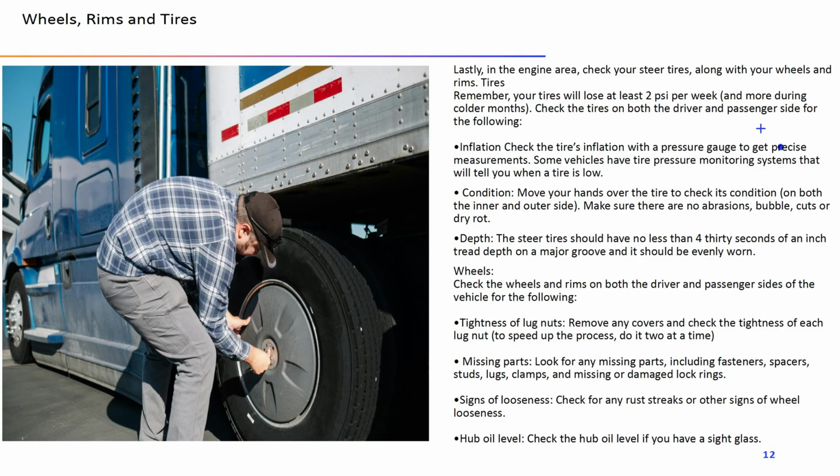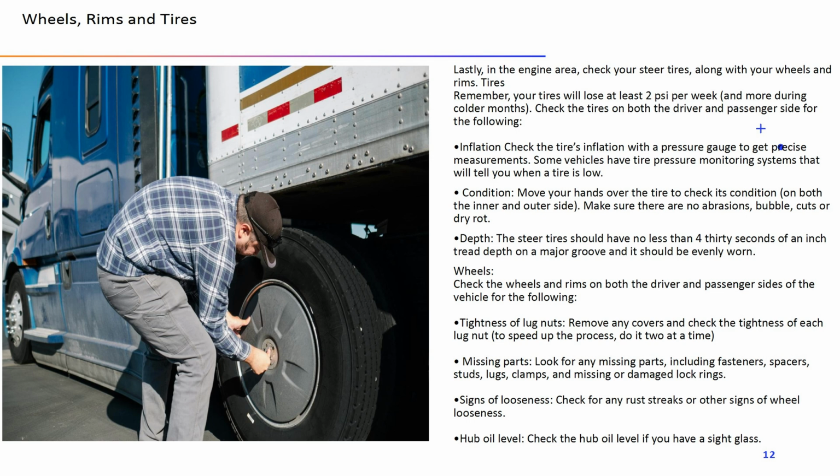Wheels, rims, and tires. Lastly, in the engine area, check your steer tires along with your wheels and rims. Tires. Remember, your tires will lose at least 2 psi per week and more during colder months. Check the tires on both the driver and passenger side for the following. Inflation. Check the tire's inflation with a pressure gauge to get precise measurements. Some vehicles have tire pressure monitoring systems that will tell you when a tire is low.